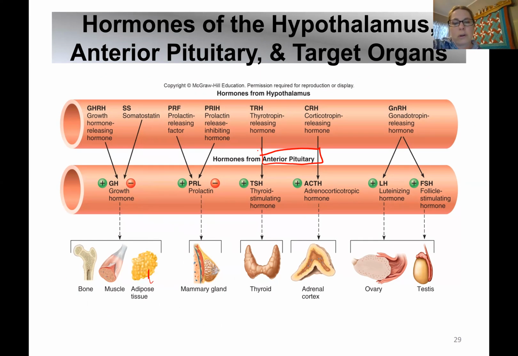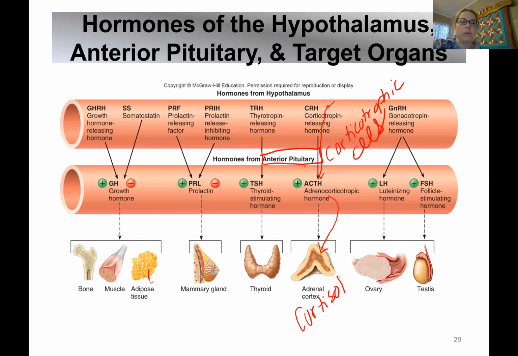Okay, so let's just use corticotropin releasing hormone. CRH is released from the hypothalamus. It's going to affect corticotrophic cells in the anterior pituitary. Those cells are going to release ACTH, and they're going to then go and cause a reaction in the adrenal gland. And the adrenal gland will then release cortisol, which is another hormone, which will then have its own target cells.